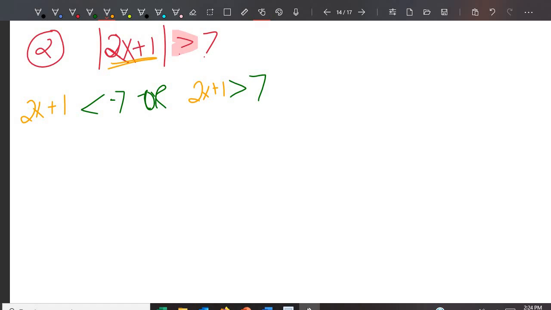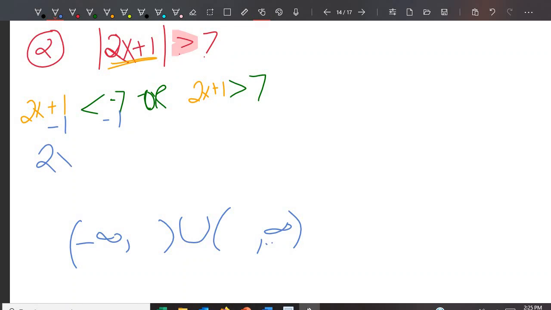Now, again, I know what my answer is going to look like. It's going to look like this. It's going to have a parentheses this time because it's just a less than. So it automatically looks like this. I just got to figure out what the numbers are. Well, let's go solve it and see. So we subtract 1 from both sides. 2x is less than negative 8. Divide both sides by 2. So we get x to be less than negative 4. So the negative 4 goes here.